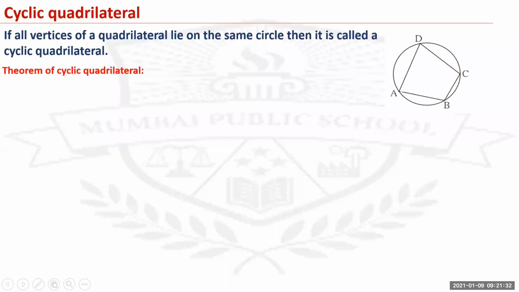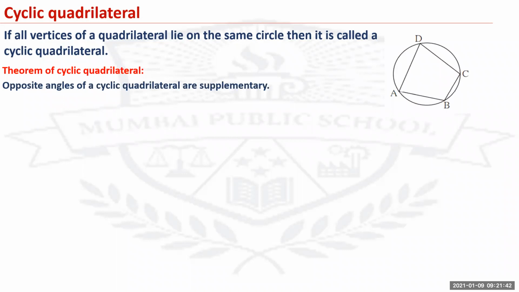We have a theorem based on the cyclic quadrilateral. The theorem states that the opposite angles of a cyclic quadrilateral are supplementary. You have to prove this. First, we'll look at what is given to us. We are given that quadrilateral ABCD is cyclic.